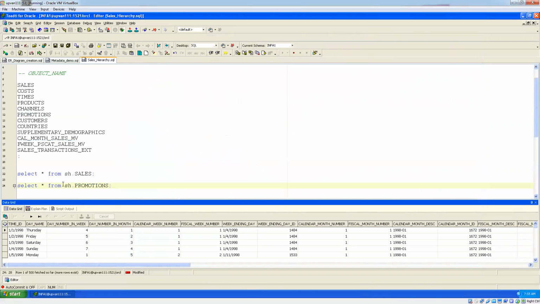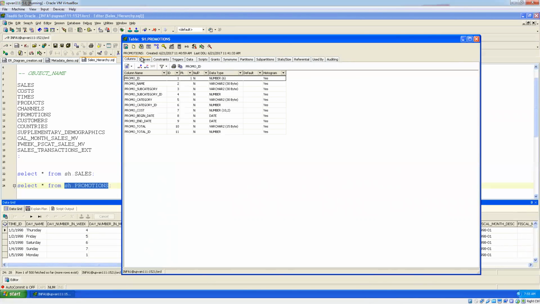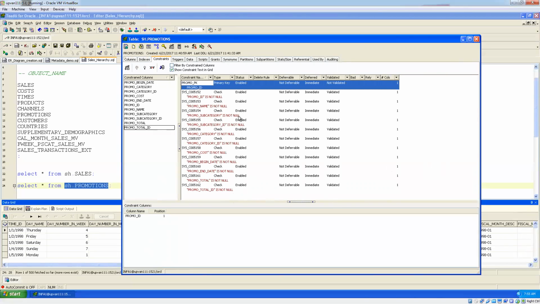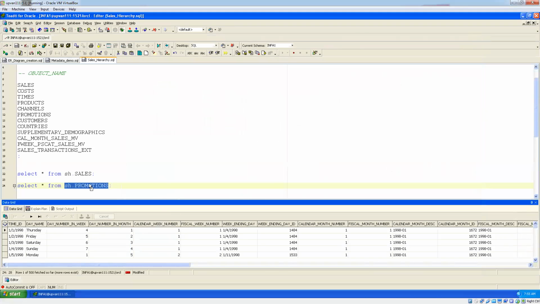Looking at the promotions table now. Sujan, your turn. What is the primary key of this table? Promo ID. Correct. Be confident. Whenever you see the primary key sign, you can say it. So we have already drawn it.